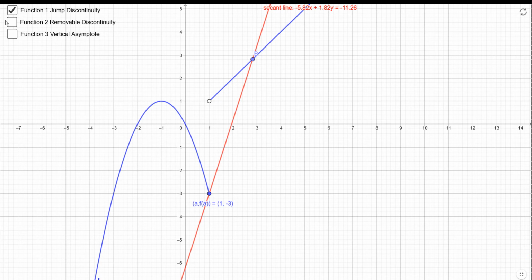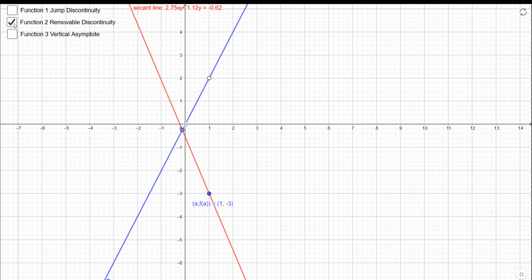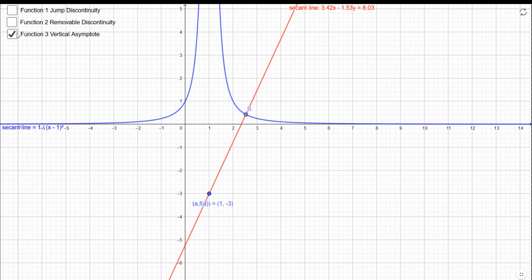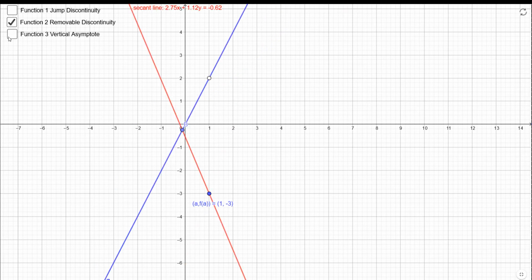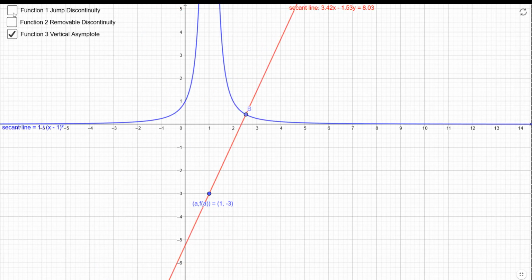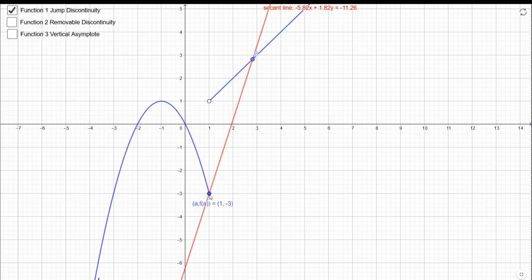We have a jump discontinuity in this one, a hole or removable discontinuity in that one, and here we have a vertical asymptote with an isolated point down here. In all three cases, the function is defined everywhere. Specifically, it's defined at f of a, which is the point (1, -3) in all three examples. Okay? So we have this point (1, -3). Now, certainly the function is defined there.